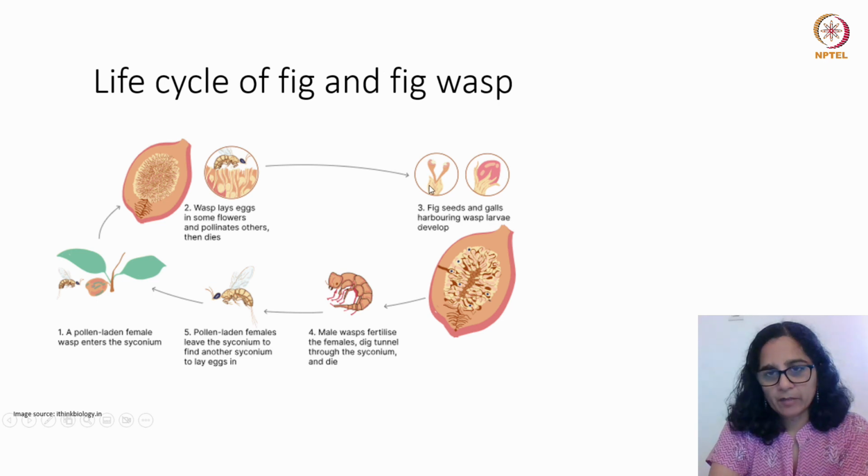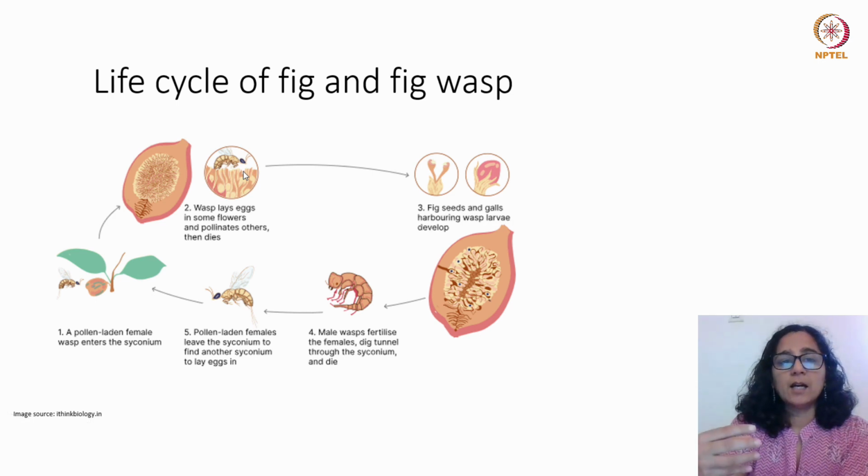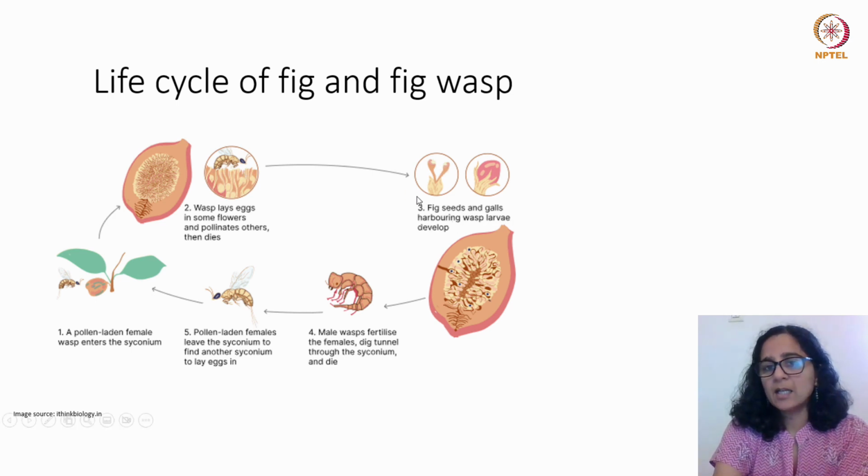So the female wasp lays eggs in some flowers. Those are the gall flowers, and then the long style flowers, it pollinates. Right, so you will get some fig seeds and some gall harboring wasp larvae. Both of them are developing in parallel, right? Fig seeds are developing, the wasp larvae are also developing, and that's what happens. And then the larvae basically become males and females, but males are the first to come out.